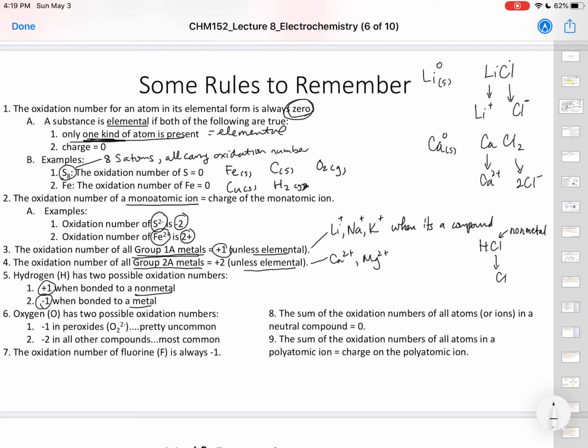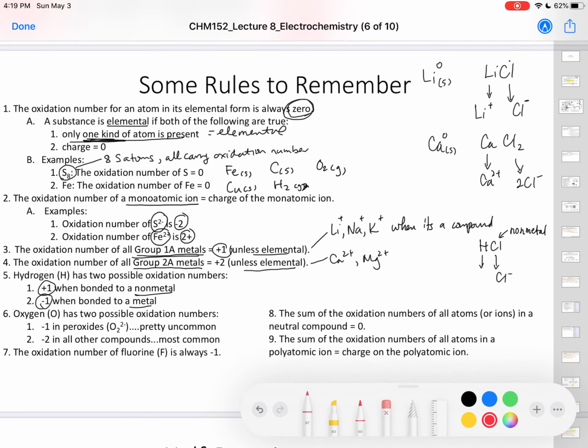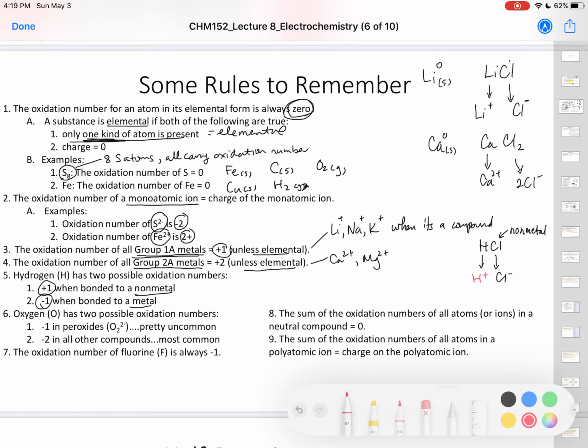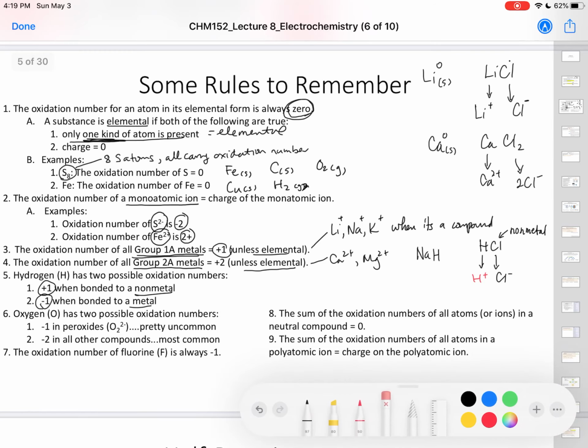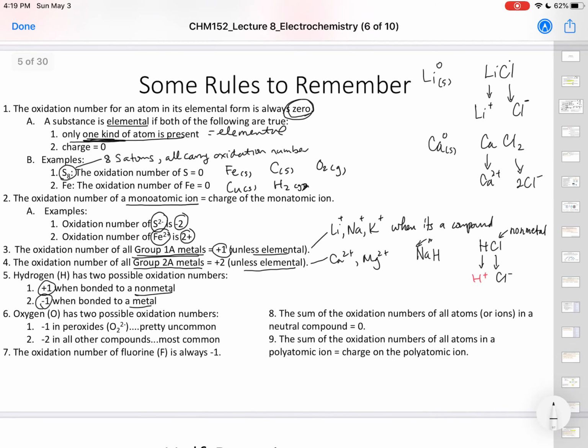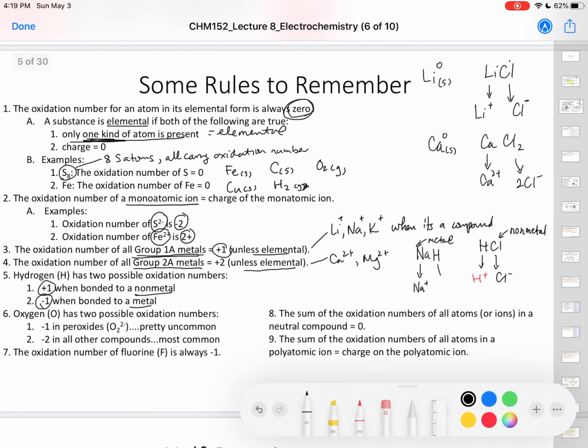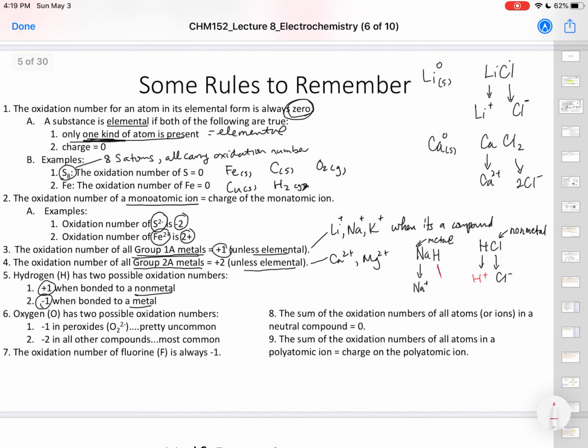So again, Cl is Cl minus. So H has to be what? H has to be H plus. The reverse of that would be if you had something like NaH, or sodium hydride. Na is a metal. And so Na, we all know, is Na plus. That means that H must be H minus, or what we call a hydride.